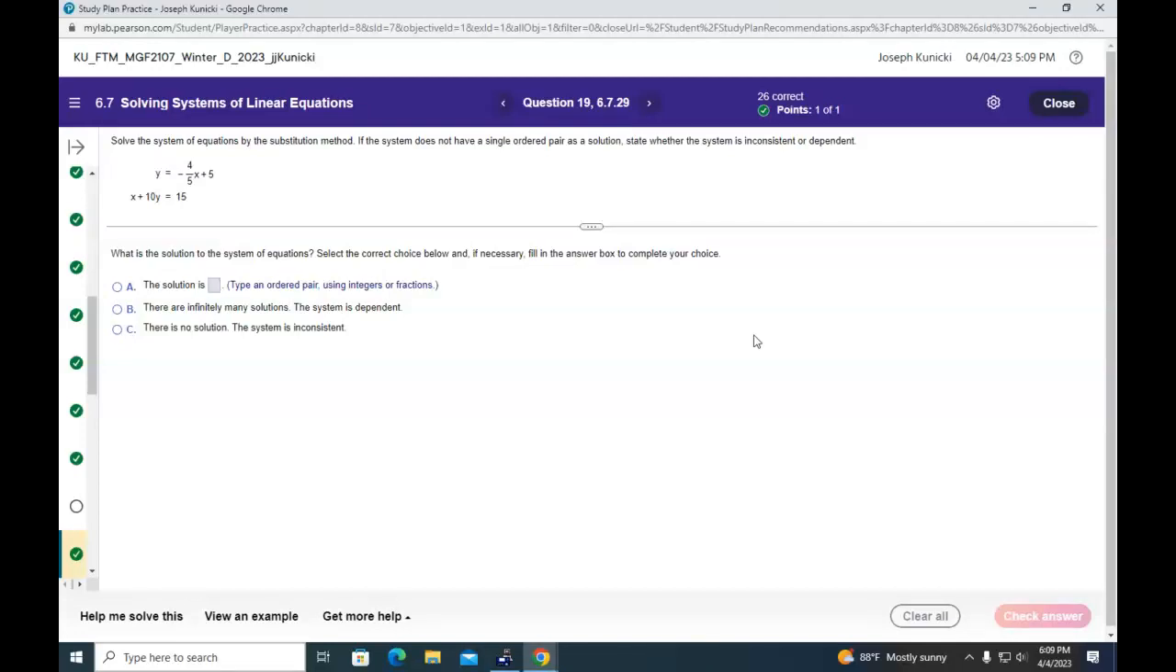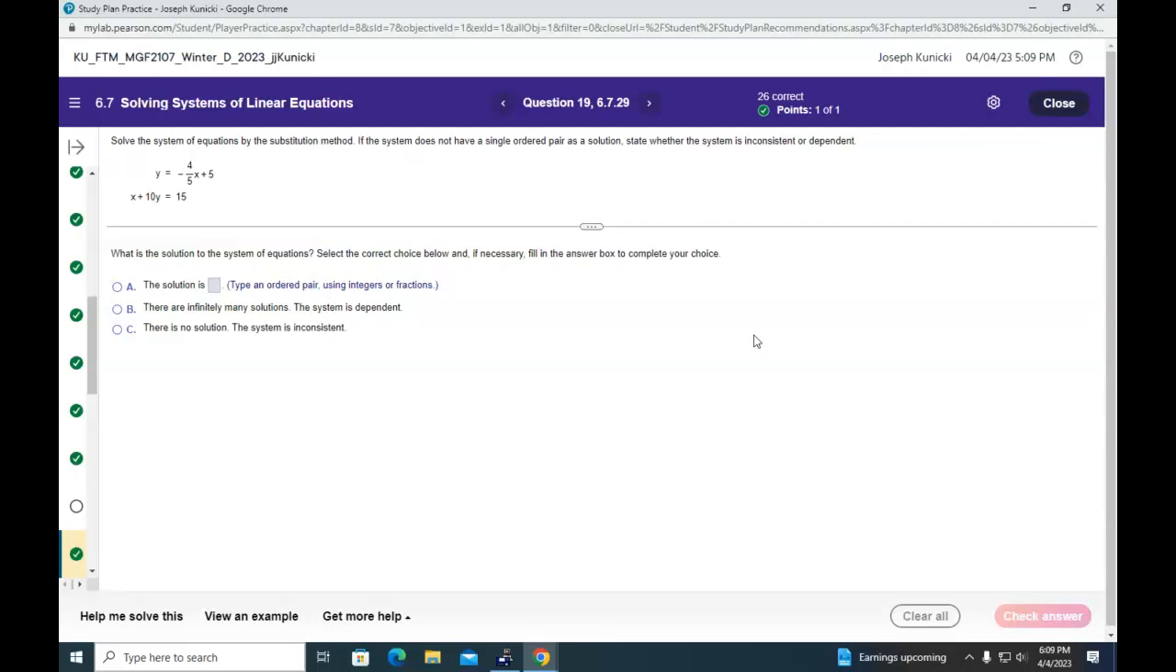Okay, so here's what we're going to do. We got y equals -4/5 x plus 5. And then we have the second equation, x plus 10y equals 15. So they want us to do this by substitution. There's 2 methods algebraically that are used, substitution and elimination. They're pretty close. Substitution, see, I already have what y is. This is y. I can just plug it in right here and substitute it.